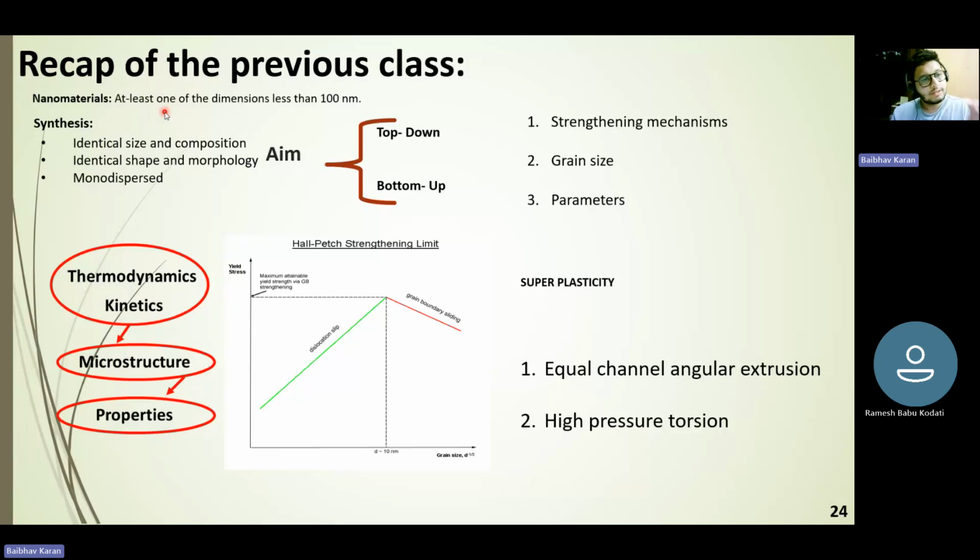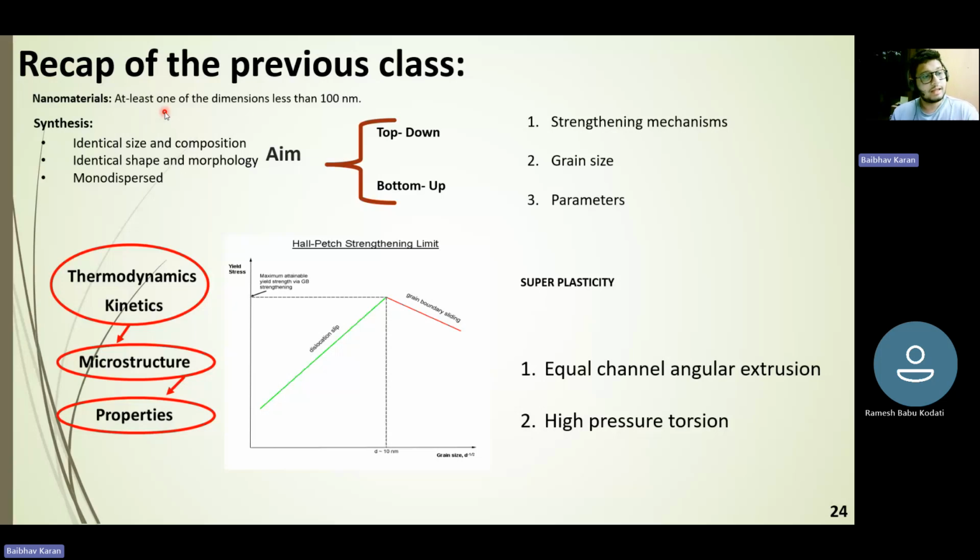And as we learned, thermodynamics and kinetics change the microstructure of the material. What is microstructure? The microstructure of the material is the thing which you see under the microscope when you etch the sample. You see different types of things, by which I mean phases, different crystallites, precipitates, different types of things you see in the material. Those are known as the microstructure.